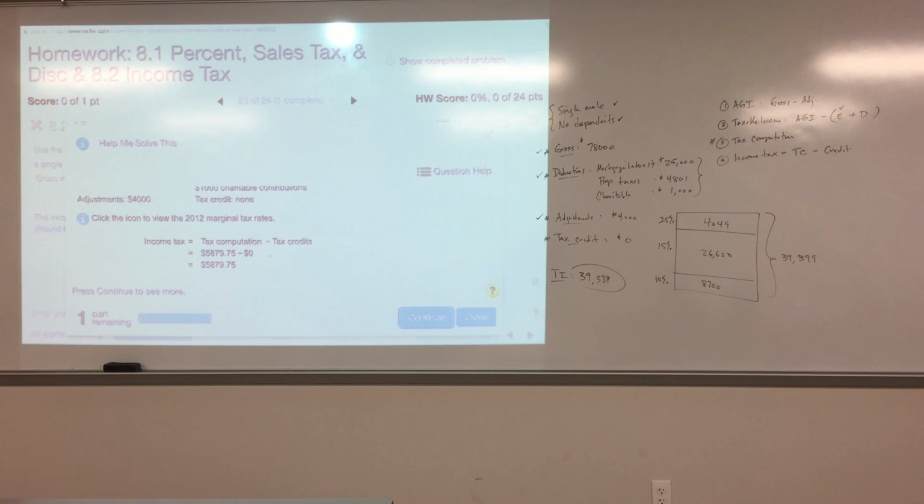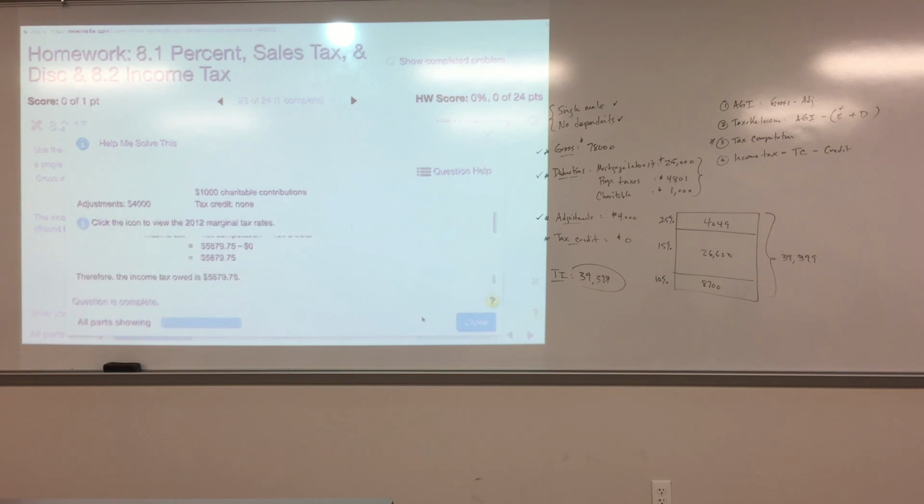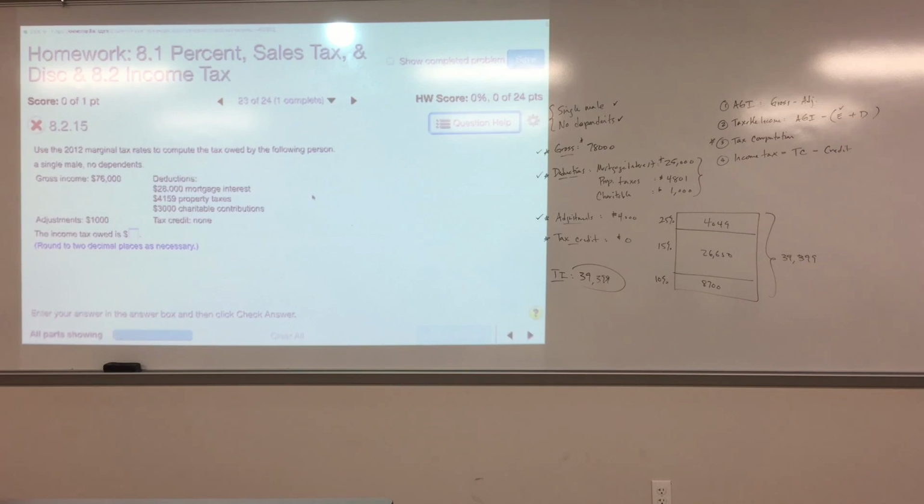So in other words, you need to pay $5,879.75. If over the course of that year, you paid more than that through your deductions out of your paycheck, you will get a tax credit back. Does that make sense? That's how it works. Therefore, the income tax owed is that. And that is how to do a tax problem. Very, very long, but very doable. Yes. Anybody have any questions about that?